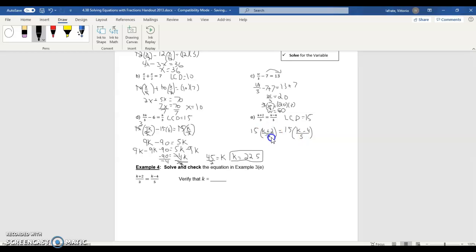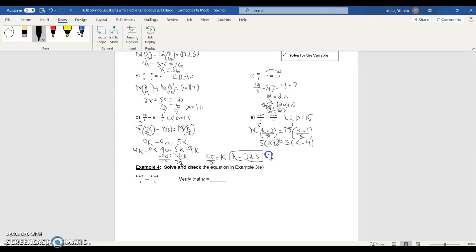Now, the 3 will cancel out. The 15 will become a 5 because 15 over 3 is 5. So what's going to happen is I'm going to get 5 times (k plus 2) is equal to, the 3 is gone now and that 5 is still there. This 5 cancels out. The 15 will become a 3. So now I have to rewrite this as 3 times (k minus 4). And then I can go and distribute and solve.